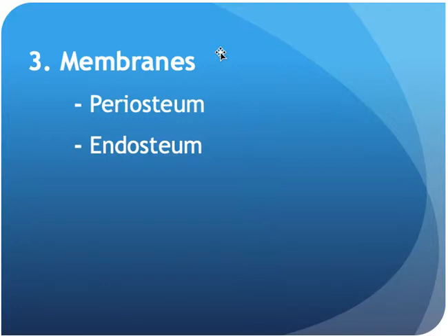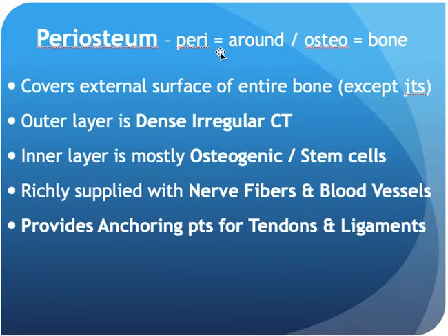So now we get the membrane. So we have a periosteum and an endosteum. So my periosteum, peri means around, and osteo is bone, so it's around the bone. So this one is going to cover the external surface of the entire bone, except for the joints, because that's where the hyaline cartilage is going to go. It's going to be an outer layer that's dense, irregular connective tissue, okay? And then the inner layer is going to mostly be these osteogenic stem cells, and again, these are going to be actively dividing cells. So they're richly supplied with nerves, fibers, and blood vessels.